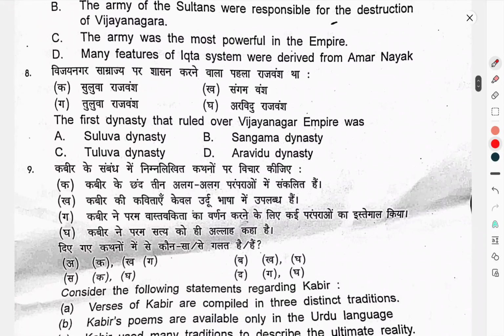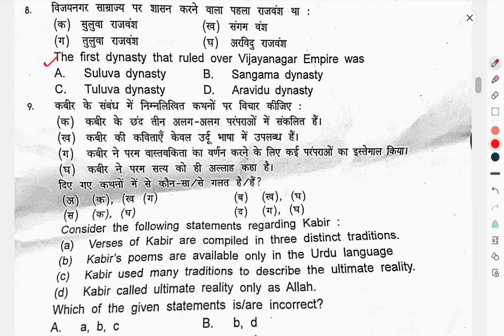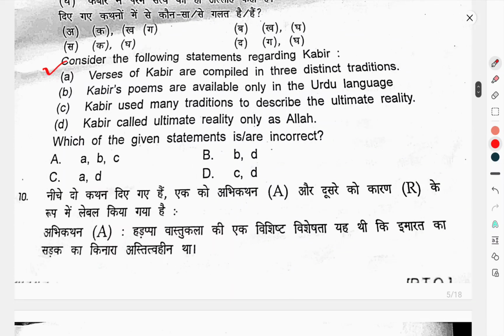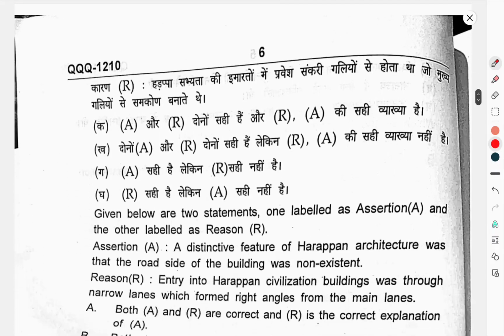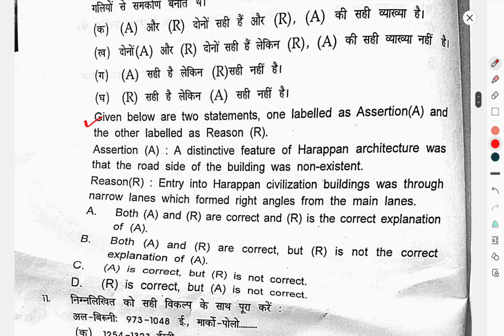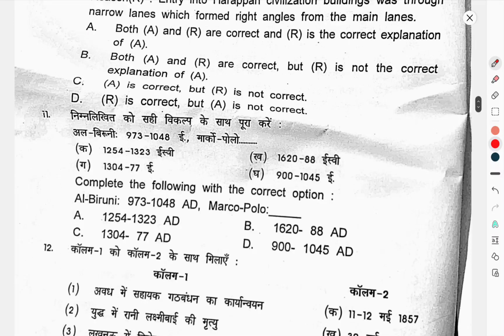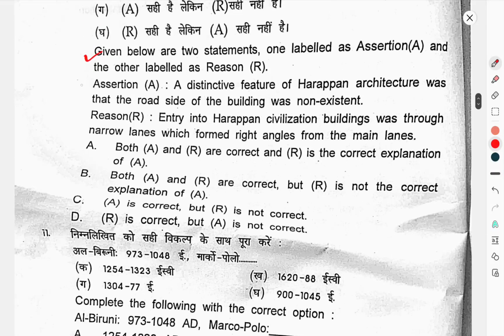Question number 8, the first dynasty that ruled over the Vijayanagar Empire was. Question number 9, consider the following statements regarding Kabir. Which of the given statements are correct? Question number 10, given below are two statements labeled as assertion and reason. First assertion: a distinctive feature of Harappan architecture was that the road side of the building was not existent. Reason: entry into Harappan civilization buildings was through narrow lanes which formed right angles from the main lanes. Are A and R correct? You have to tell which is correct.